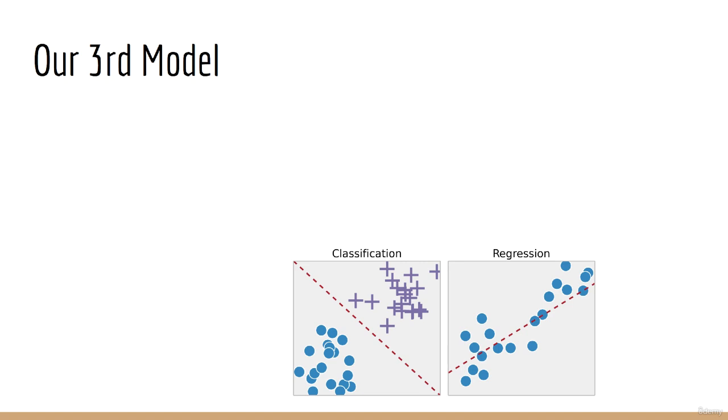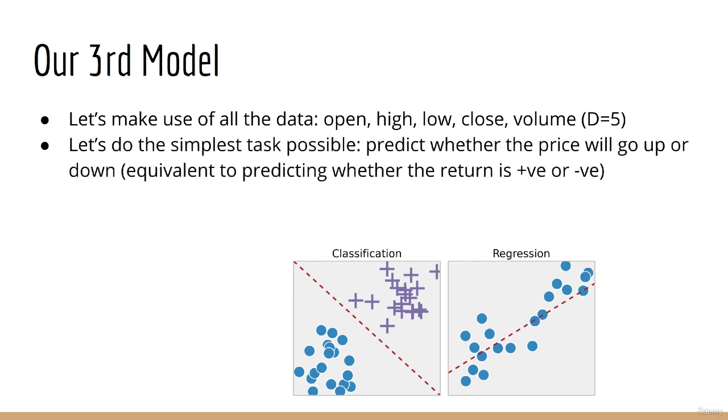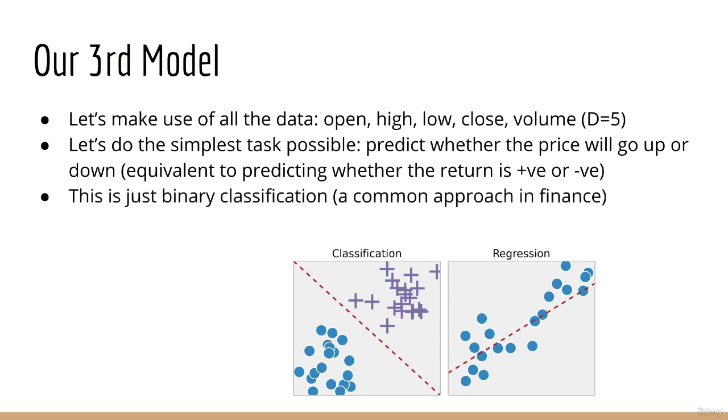In this final example, we are going to make use of all the data: open, close, high, and low prices, as well as the volume. So we are going to have a T by D input, where T equals 10 and D equals 5, and from this, we are not going to try and predict the return. Instead, we turn this into the simplest problem possible. Just try to predict whether the price will go up or down. In other words, binary classification.